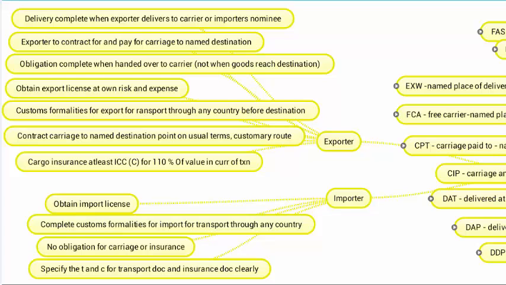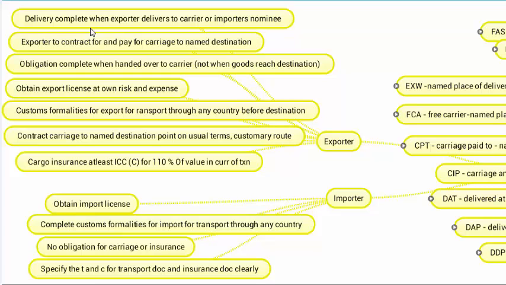Let us turn our attention now to CIP. CIP is cost and insurance paid. Carriage is paid and insurance paid up to a destination port. CIP up to destination port. When we look at it, the exporter completes the delivery when he delivers the goods to the carrier or the party nominated by the importer.